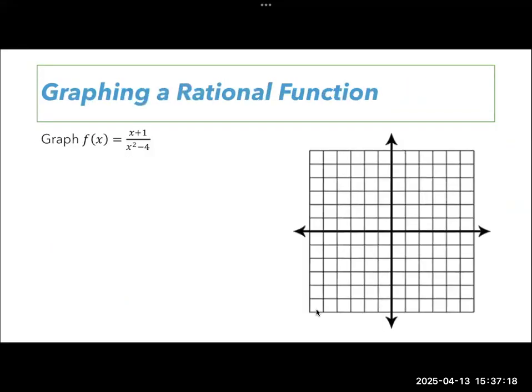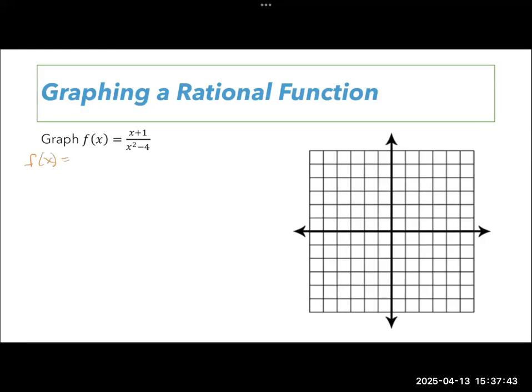All right, so let's put all of this into practice. Here's our first example. Want to graph the function f of x equals x plus 1 over x squared minus 4. Okay, so very first thing I would recommend is that you're going to factor anything that you can in the numerator or the denominator.